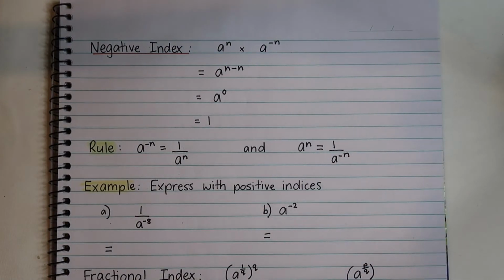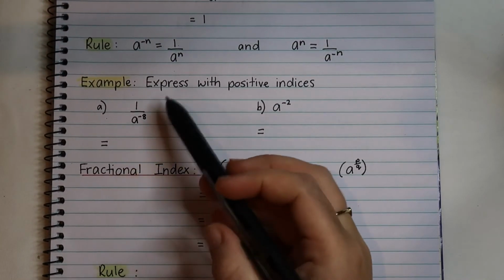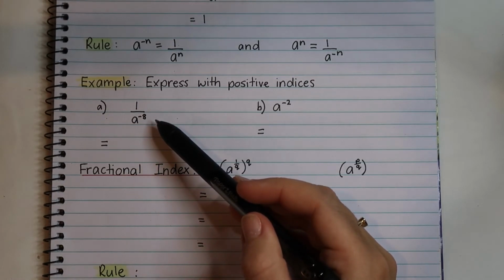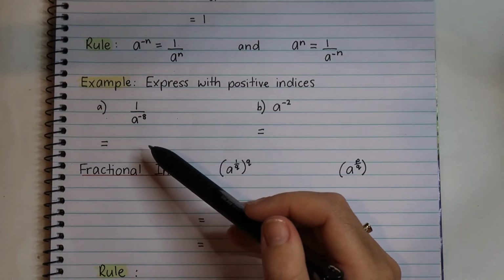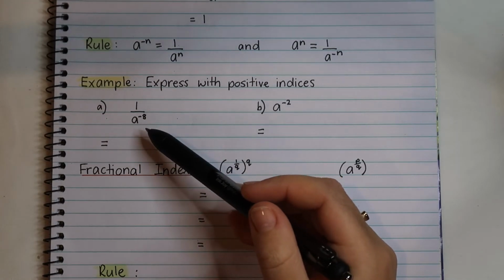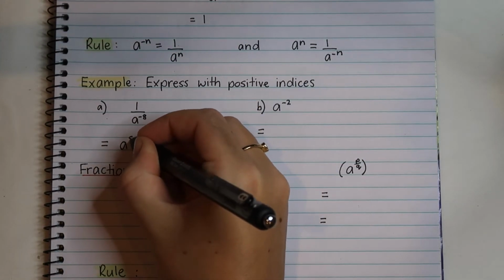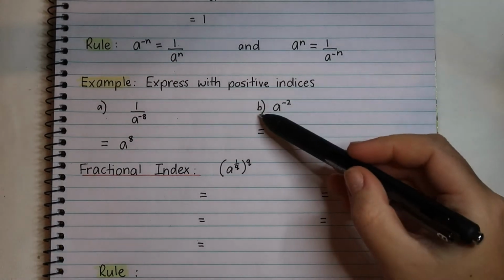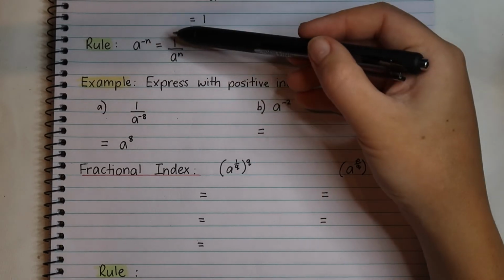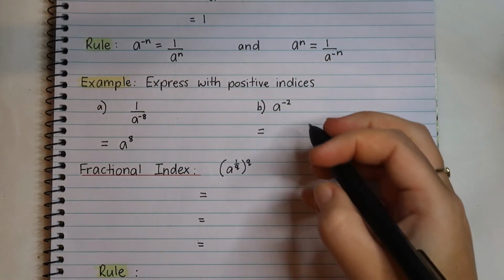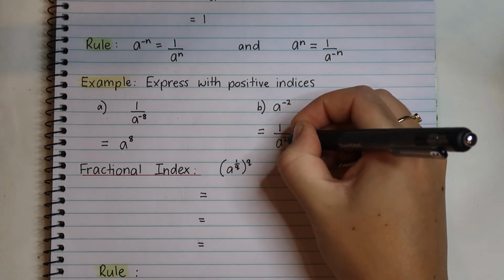So let's look at an example. Here, express with positive indices. For a, we have 1 over a to the power of negative 8. So writing this with positive indices, we're going to write it as the inverse. So we will write this as a to the power of positive 8. For b, we have a to the power of negative 2. So writing this one with positive indices, follow this rule up here, and we get 1 over a to the 2.